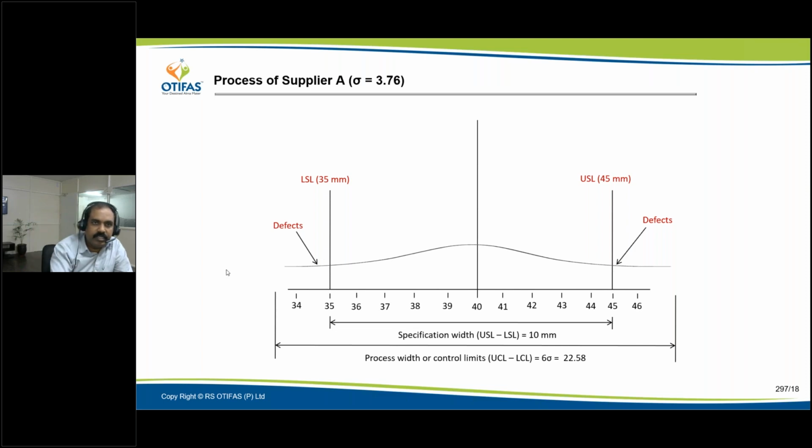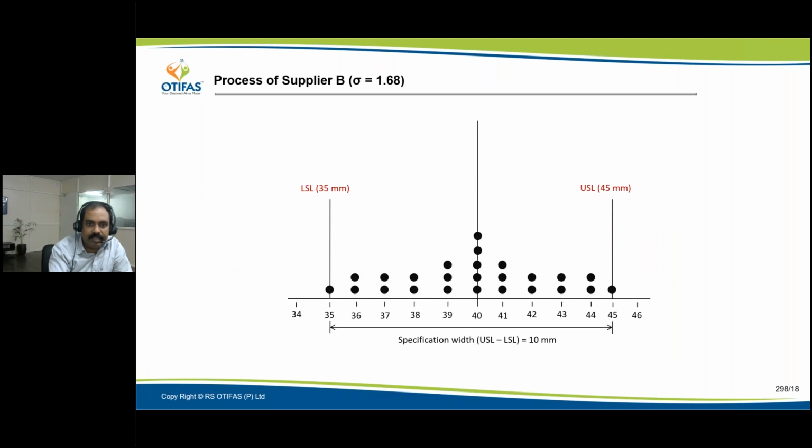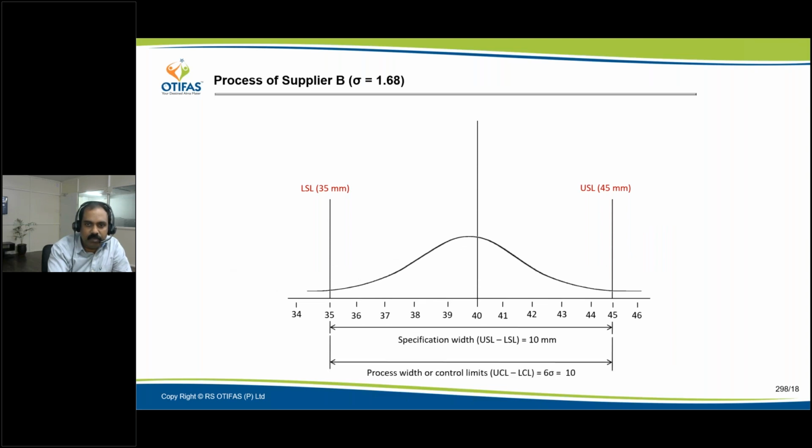Understood? Now let us understand supplier B. Now supplier B is here. He has both specification limit and control limit the same. What will be the index? Specification width divided by control width. What will he get if both are the same? 1. Ratio as 1. So is it capable?